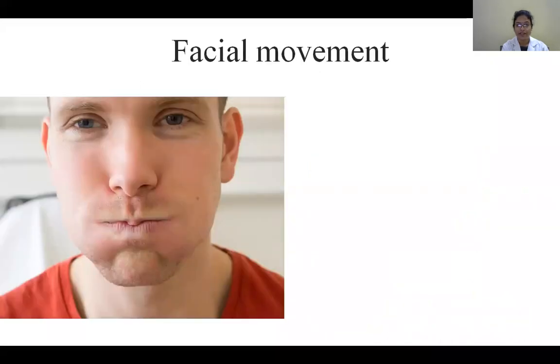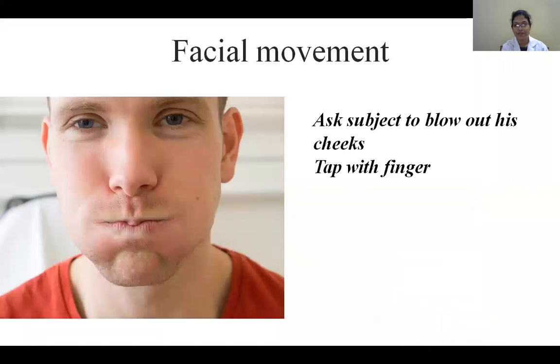Next, very easy and with fun, ask the subject to blow out his cheeks like this. And then you tap with fingers. So once the subject has blown out his cheeks, this is how you tap with the finger on the cheeks. Normally, if the strength of the muscle is intact, there will be no leak of air from the angle of the mouth.